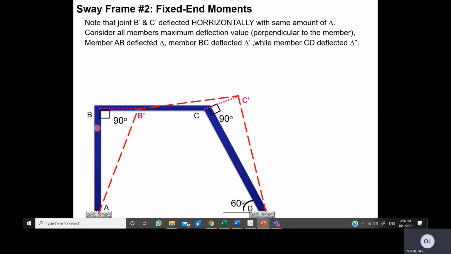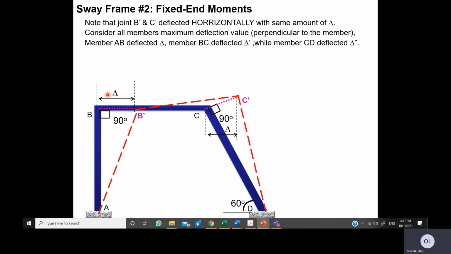For example, member AB. So where is the deflection value? It will be this one, because this distance is perpendicular to member AB. And we give a naming, a symbol, to represent this. So let's say we use delta.